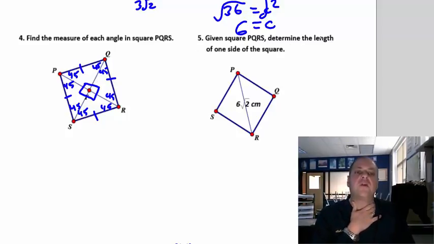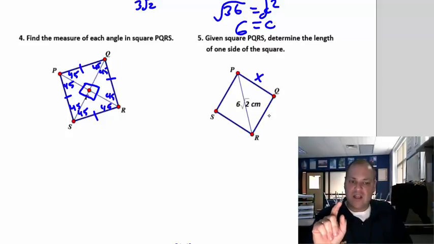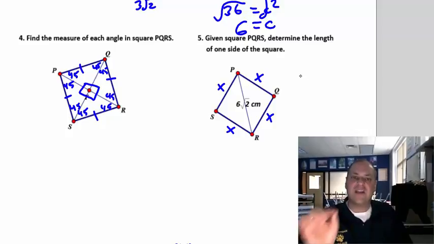Given square PQRS, determine the length of one side of the square. All right, so now this one's tricky. Now they're giving us the diagonal, and you have to find the sides. I don't know any of the sides, right? However, I do know all the sides are equal. So I can call them x, and I can do the Pythagorean theorem like that.